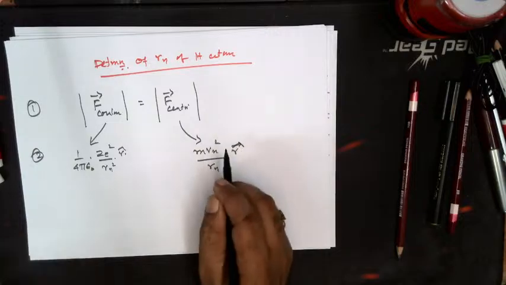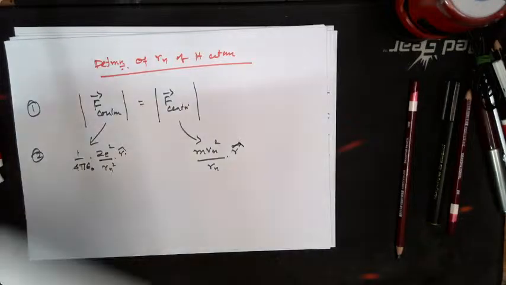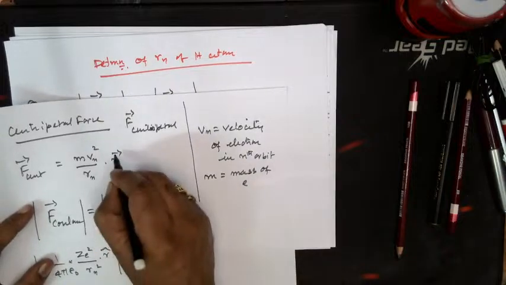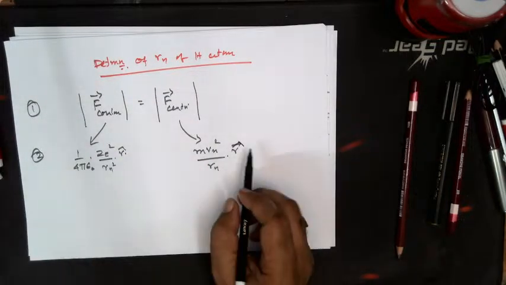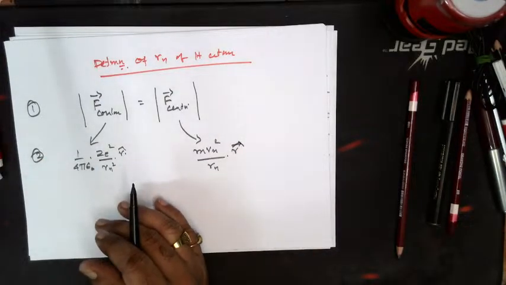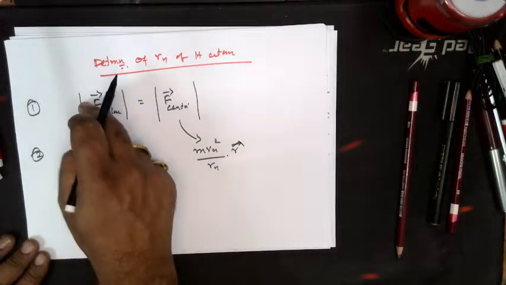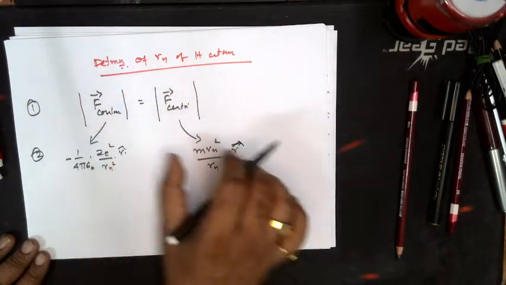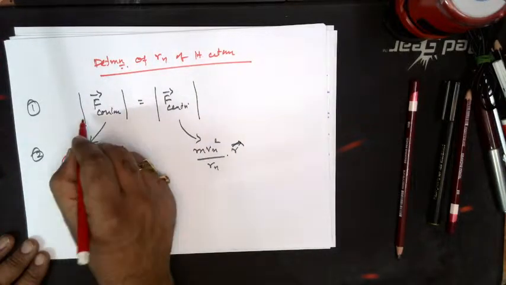Okay, so it should be r cap. Correct it, r cap, right? And so this is the second stage. And the third stage is, we removed the minus sign because of the modulus. So take care of this minus sign, you have to remove it. Why? Because we have put the modulus.